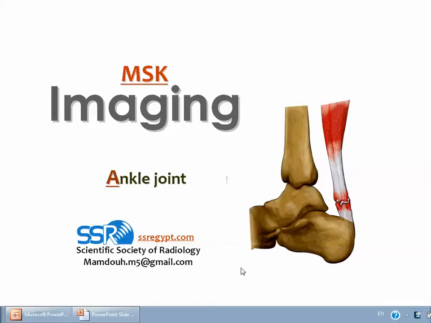Dear colleagues, now we will handle the topic of MRI of the ankle and foot, and this topic will be presented in two parts. The first part will deal with the ankle joint, then the second part will be totally handling the foot lesions.